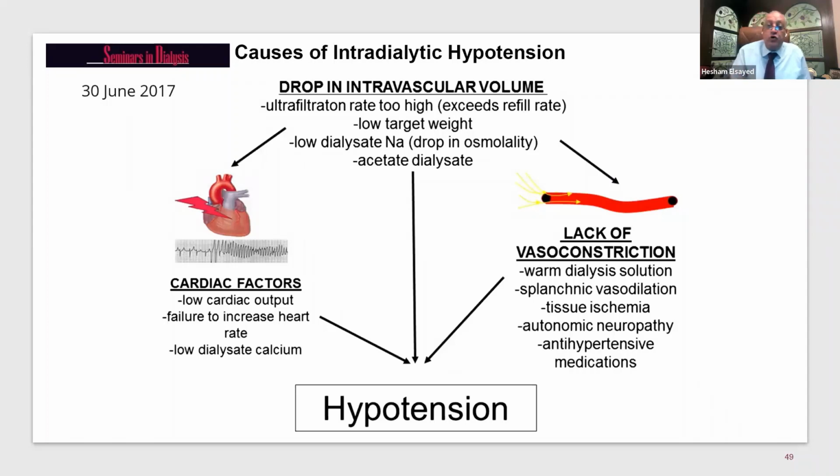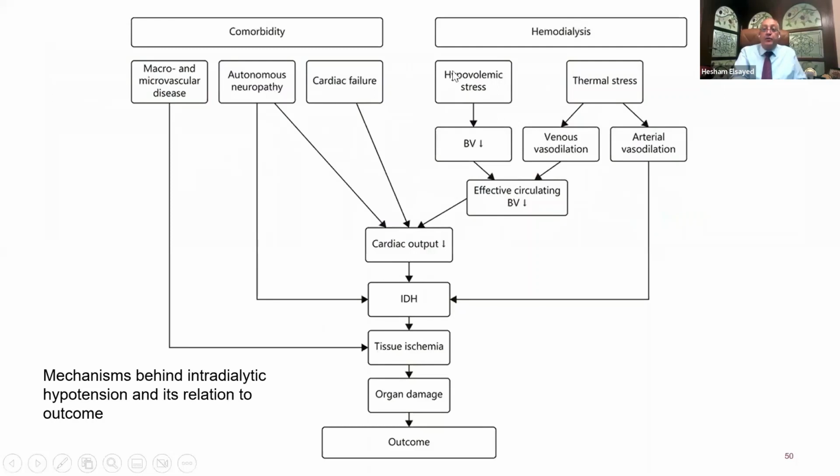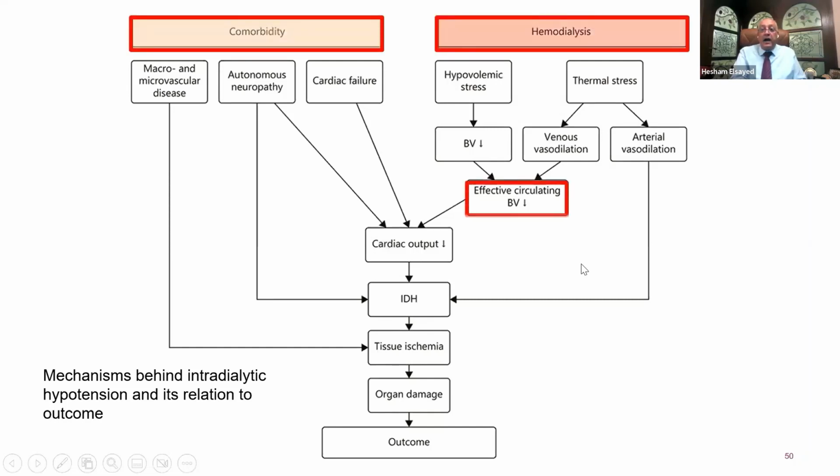Or the lack of the vasoconstriction effect; we will discuss briefly that splanchnic vasodilatation is the missing piece. What causes splanchnic vasodilatation? Eating during the session, tissue ischemia, and antihypertensive medication. So we have a hypovolemic stress, either in acute or chronic kidney disease, in maintenance hemodialysis, macro- or microvascular disease, cardiac failure, right ventricular failure, and reduced effective circulating blood volume, which will decrease the cardiac output.